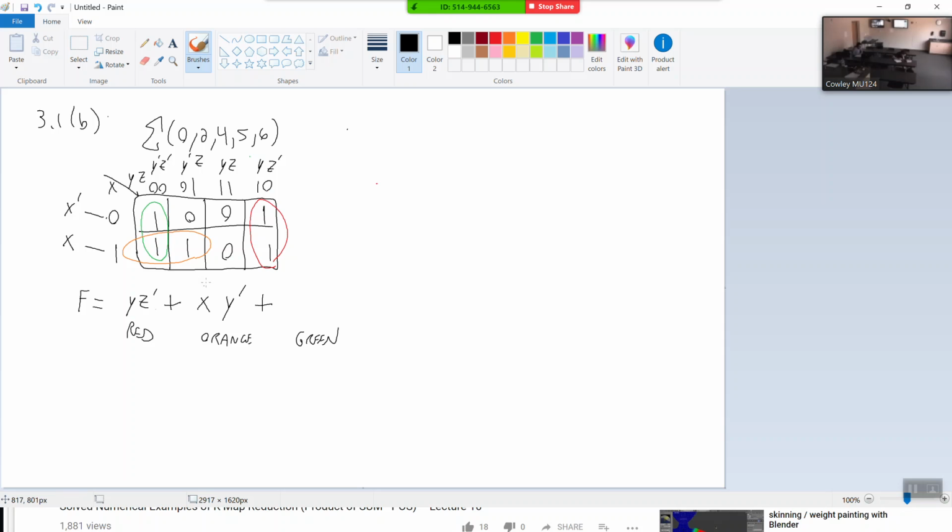And now for our green. The green is this far left column, if you have trouble seeing that color there. What can I say about X on both of those? They're different, aren't they? So the X is going to drop away. In this column, if I go straight up here, they're both Y prime, Z prime. Y is equal to 0, Z is equal to 0. So this would be Y prime, Z prime.